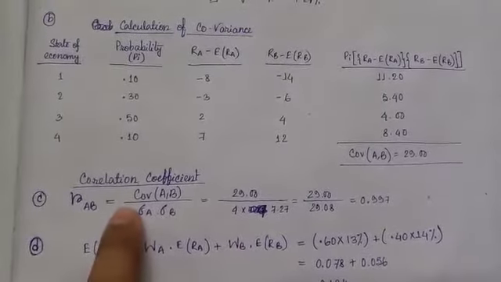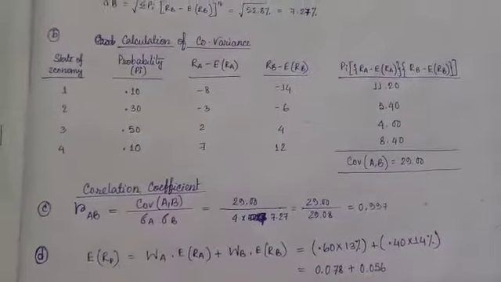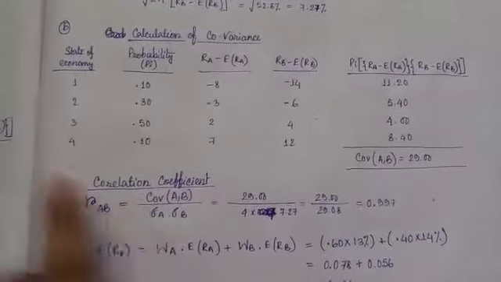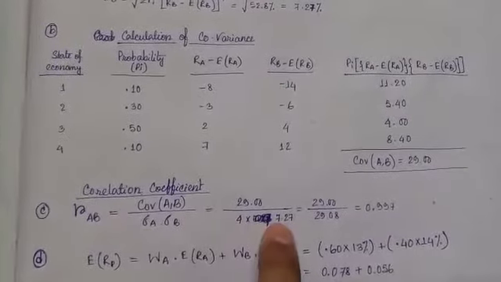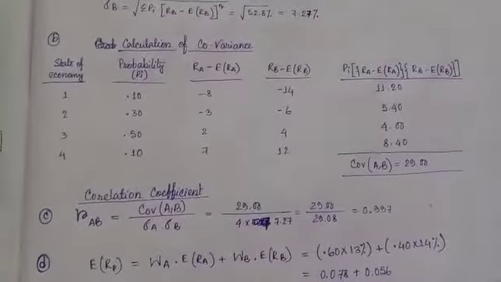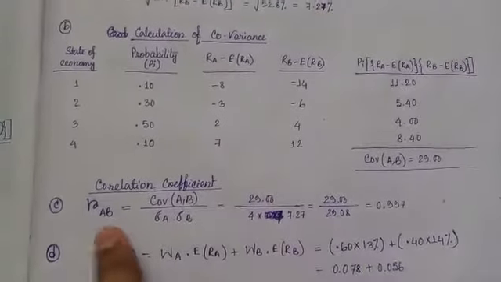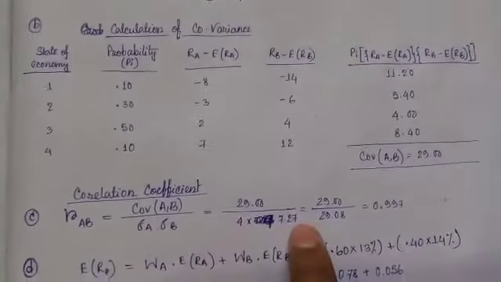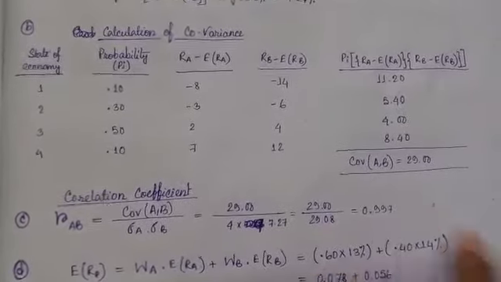And what does it mean? It means that COV AB is holding both securities together, and it is 29%. If we hold the securities separately, then the total risk comes to 4% into 7.27%. It is 29.08%. So if we hold security A and security B together, the risk comes to 29%. If we hold these securities separately, then the total risk comes to 29.08%, and here the correlation coefficient comes to 0.997.